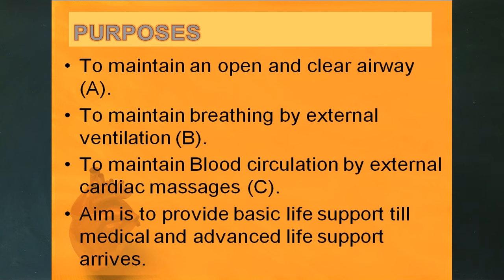One is to maintain the airways. Second is to maintain the breathing by external ventilation. And C, that is the blood circulation. These A, B and C will determine our whole procedure. A is airways, B is the breathing, and C is the circulation. So these three should synchronize: airway, then breathing, and then the circulation. And our procedure will become simple and easy.